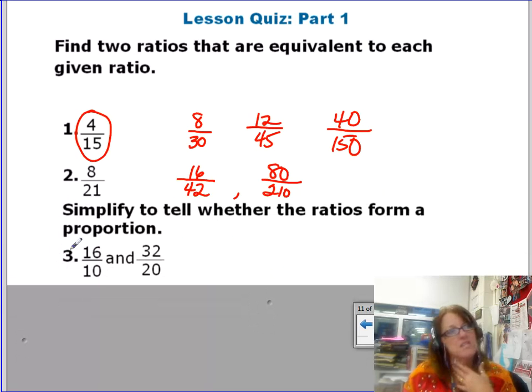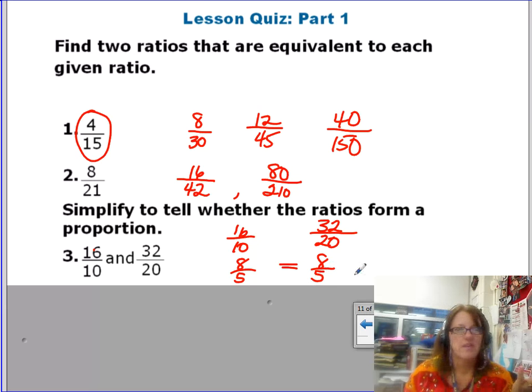Last but not least, is this a proportion? 16/10ths, 32/20ths. Well, if I simplify, put this in simplest form, this first one, 16/10ths, that becomes 8/5ths. 32/20ths, they can both be divisible by 4. They're both divisible by 4. So when I do that, I get 8/5ths. They are equal. The answer is yes.